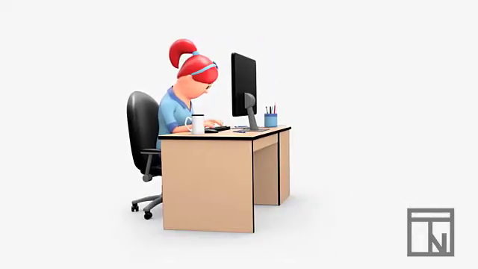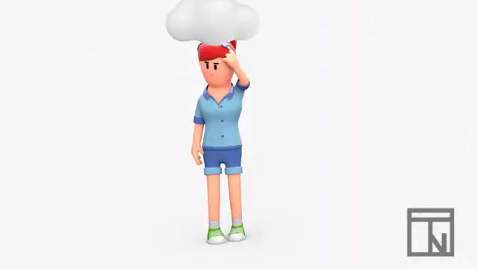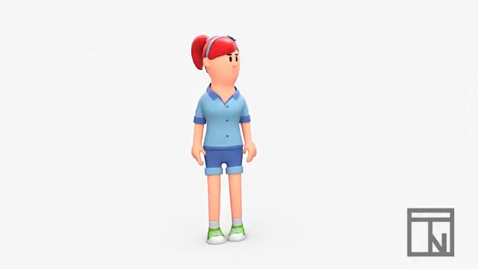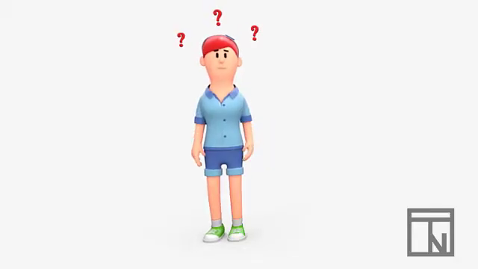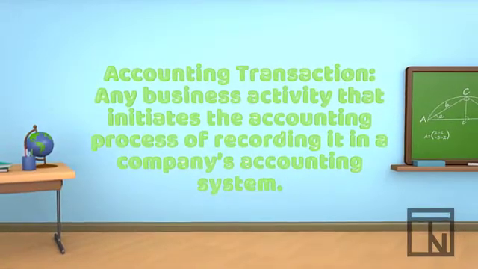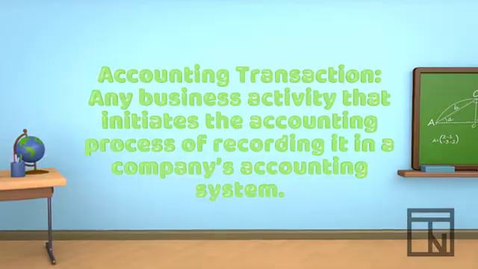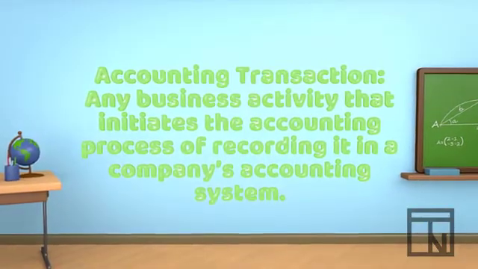A big part of accounting is recording important information so that we can analyze it and report it to stakeholders later on. In a business, there are many types of important activities that happen every day, but which ones are worth recording in our accounting system and which ones should be recorded someplace else? The only activities we want to focus on are the activities that initiate the accounting process of recording them in an accounting system. We call these accounting transactions.